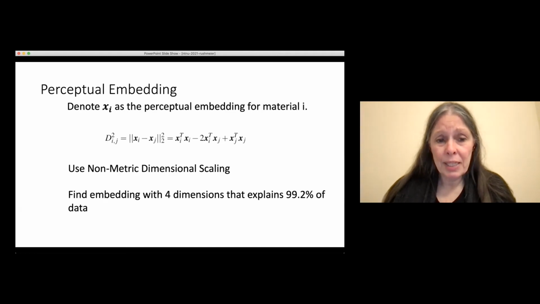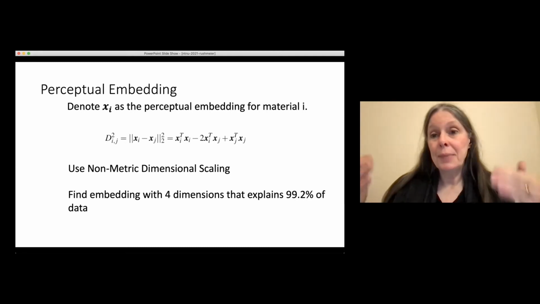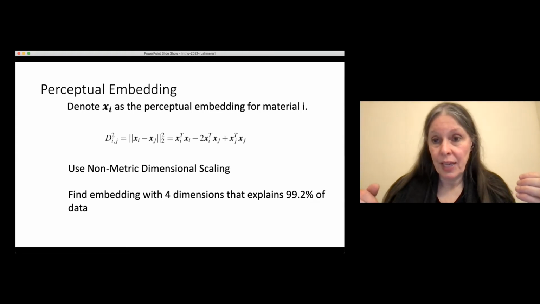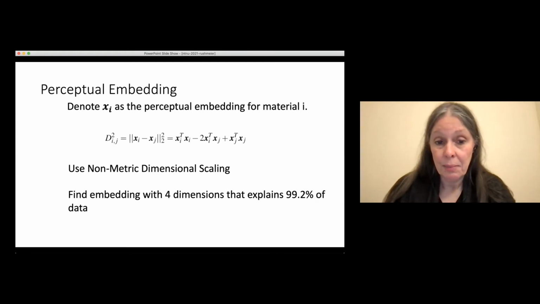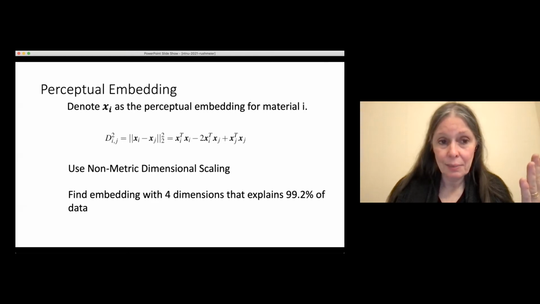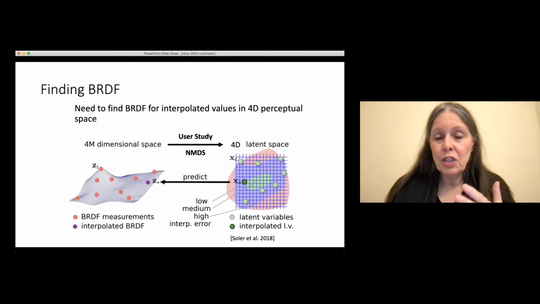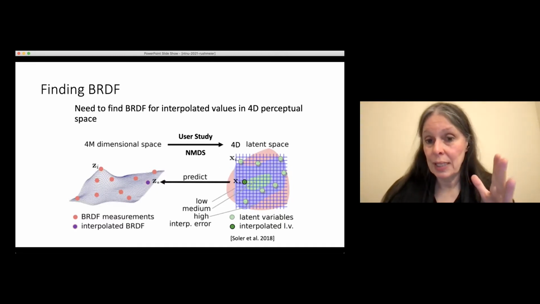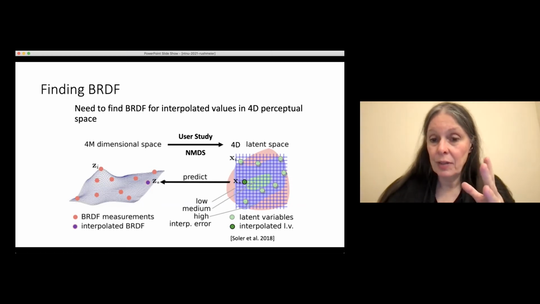And so what we want to do is find a distance metric that will be consistent with all these observations. And to do that, we use non-metric multidimensional scaling. And from that, we found 4 dimensions that explain the overwhelming majority of the data. But just finding an embedding isn't enough. Basically, then we have this 4D space, and we have our 39 samples situated in this space.